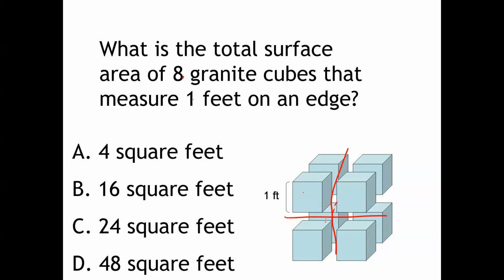So 1 foot times 1 foot, that's 1 square foot. 6 faces, so each cube is 6 square feet total. How many cubes? 1, 2, 3, 4, 5, 6, 7, 8 equals 48 square feet.